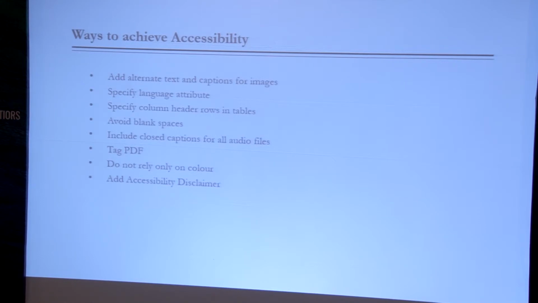Second, specify column headers, rows, and tables. That is, your table should be structured as simple as possible with rows and columns, and you need to specify which row is a column header. This helps the screen reader in identifying where the table starts.